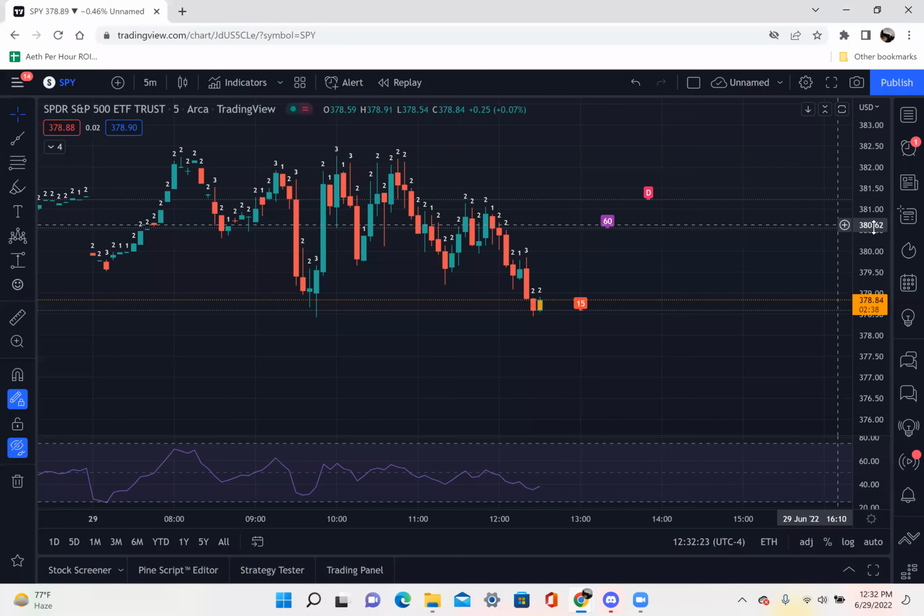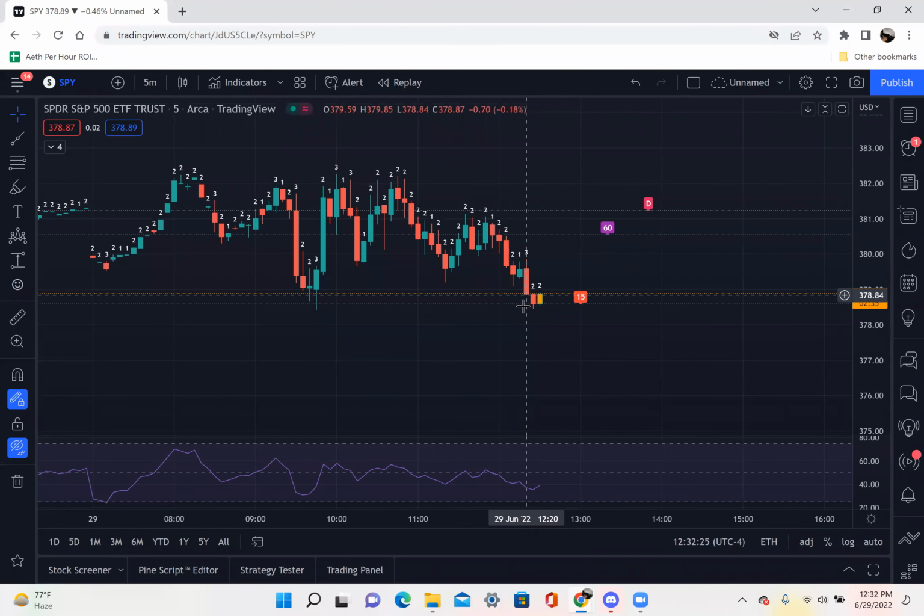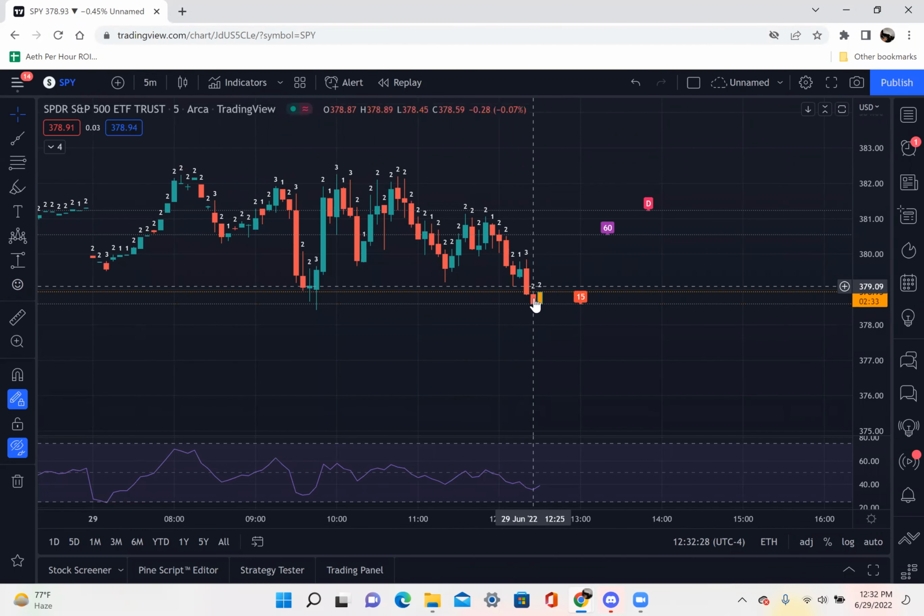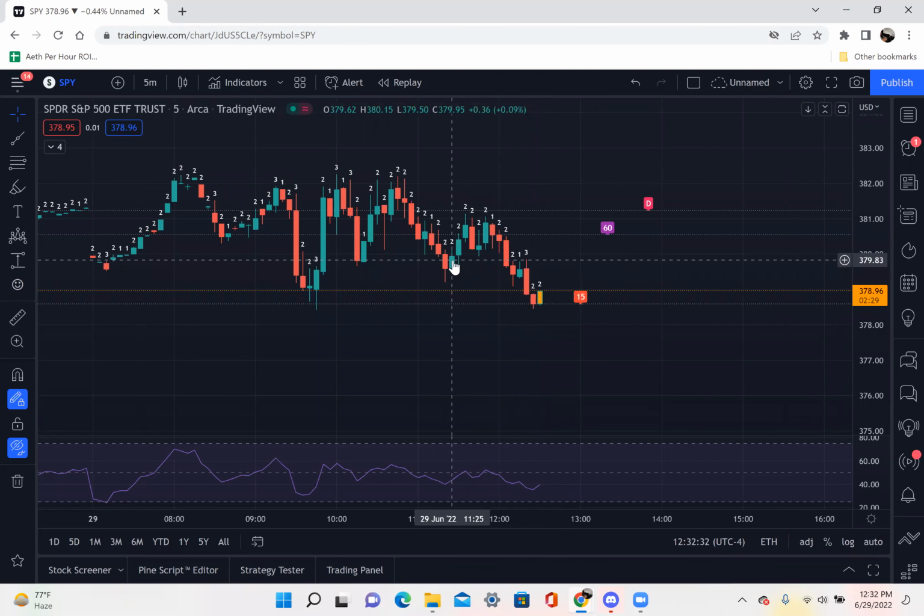I always choose reversals before continuation. See, like right now on a 5-minute, it's just triggered right now. I like reversals before continuation. Continuation, this is like a 2-2 continuation. If I can say that, you're going to keep going up.